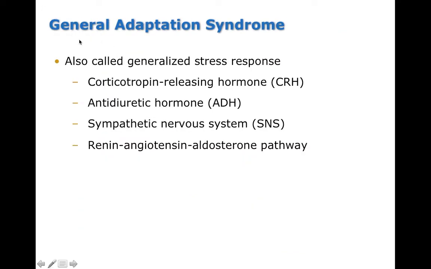In terms of how we adapt to stress, we call this the general adaptation syndrome, also called the generalized stress response. It utilizes a series of different hormones. Some of the hormones that come into play are corticotropin releasing hormone, which comes from your hypothalamus, and antidiuretic hormone, which also comes from the hypothalamus but is released by the posterior pituitary gland. Our sympathetic nervous system plays a role in the stress response, as does the Renin-Angiotensin-Aldosterone mechanism, or RAAS pathway.